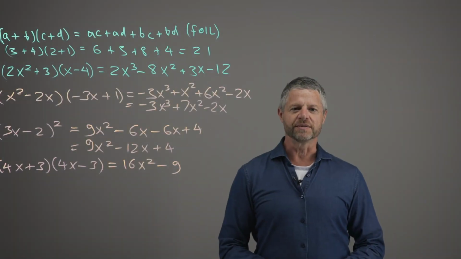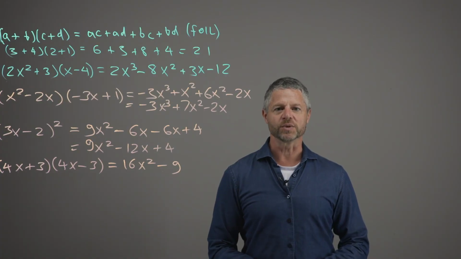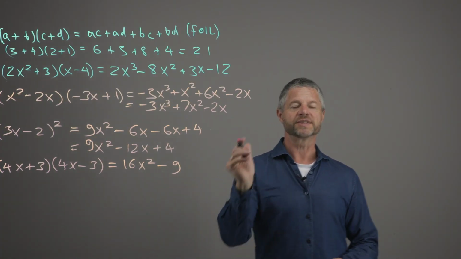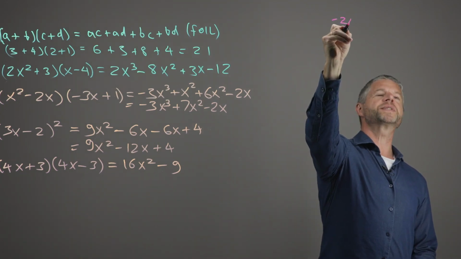When there are more than two terms in a polynomial, we have to be extra careful to make sure that we get all the partial products. So for example, let's do a polynomial with 3 terms.